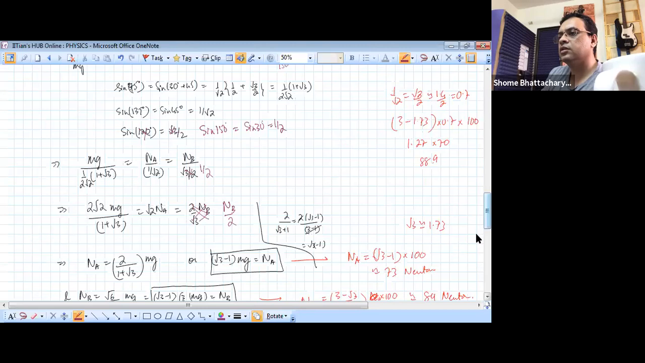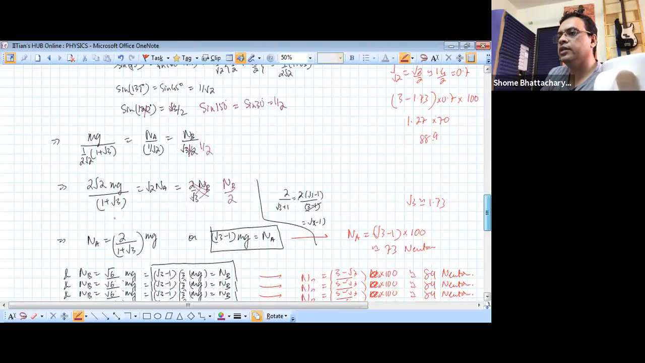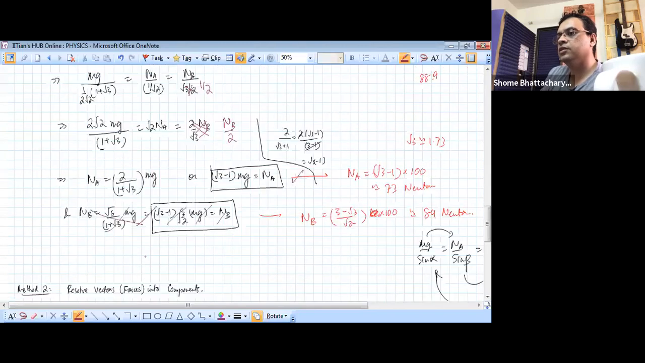So when we solve this, NA is fine, but this one will come out different. Okay. So we get NB equal to 4√2 upon 1 plus √3 times mg, or we can write that as 4√2 into √3 minus 1 by 2 mg, or it becomes 2√2 into √3 minus 1 mg.